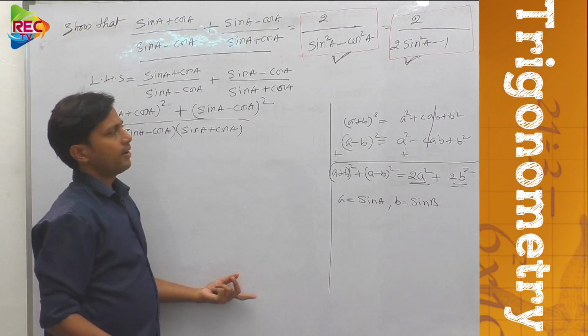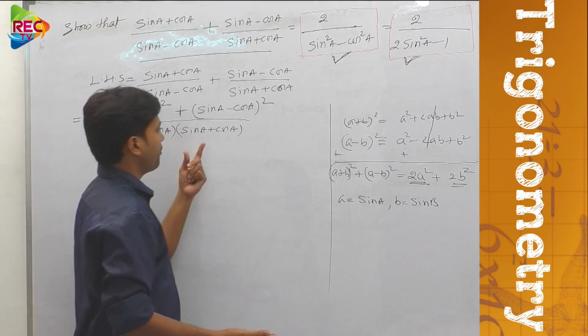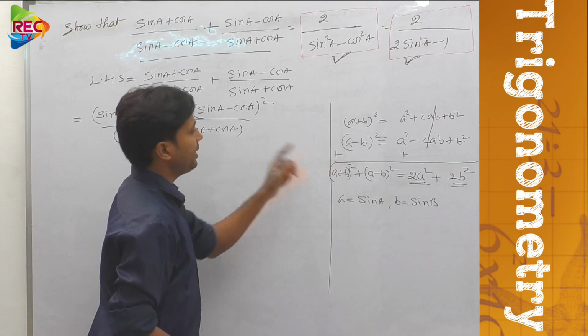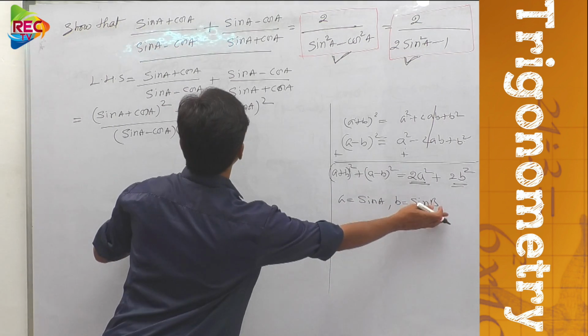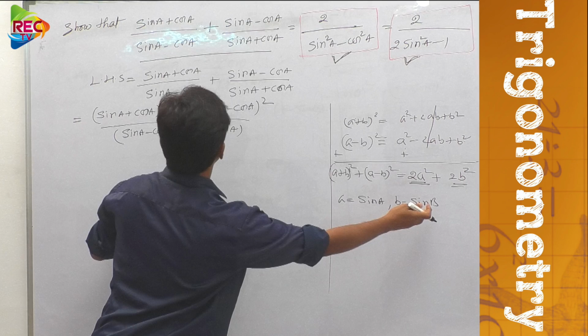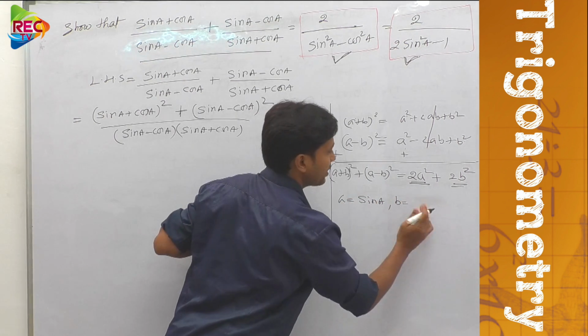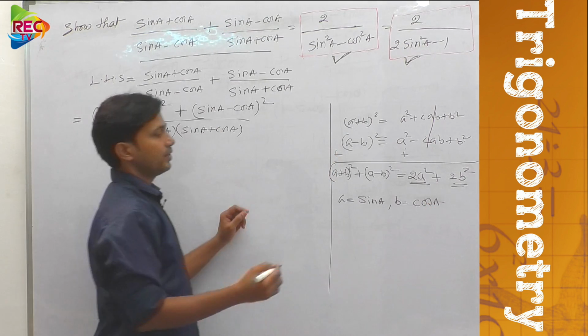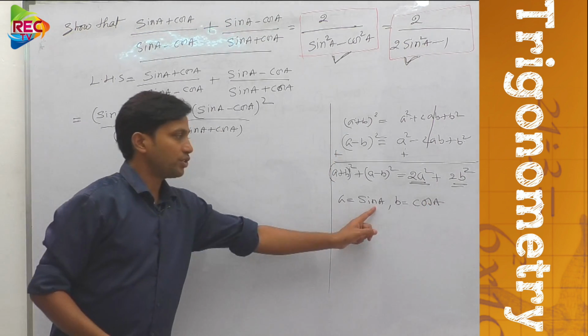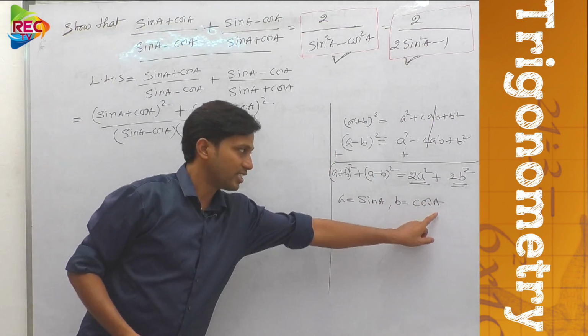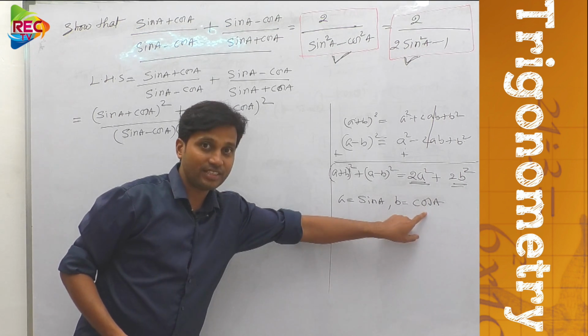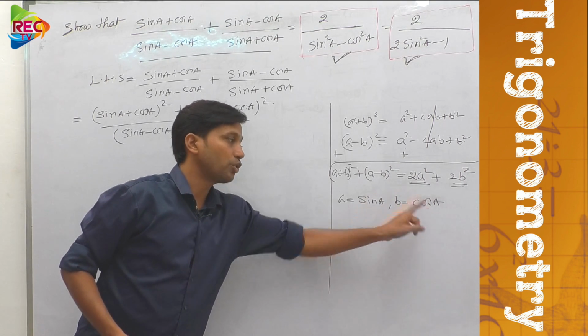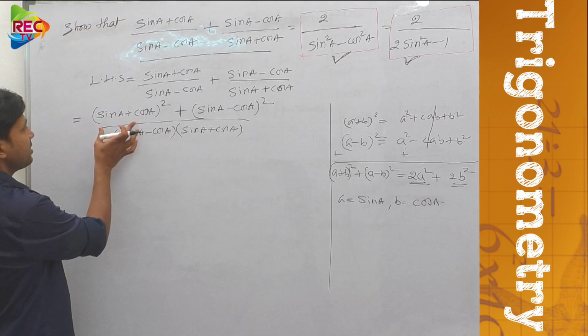Simple thing. (A + B) whole square, if you put A equal to sin A and B equal to sin B, sin A, B equal to not sin B, cos A. I am so sorry, cos A. Okay, if you put A equal to sin A and B equal to cos A, just for a moment change this. A equal to sin A and B equal to cos A, if you put, then what happens?